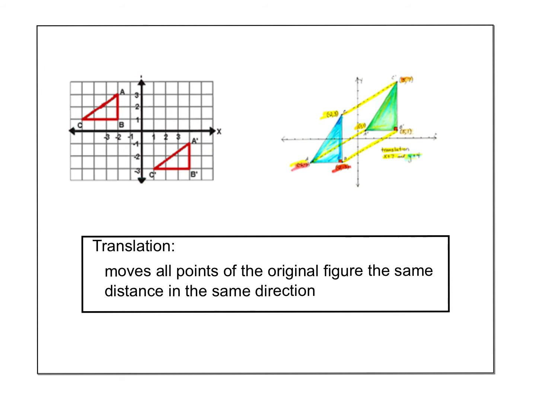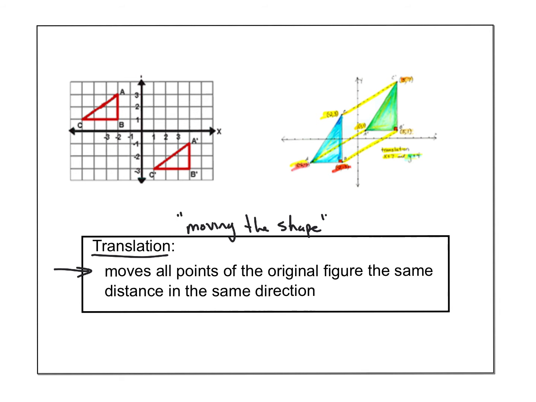And before we get too far into it, just realize a translation literally means you're just moving the shape. That's all it means. You're moving all points of the original figure the same distance and the same direction. All right, so all you're doing is literally moving the shape. That's all a translation is.